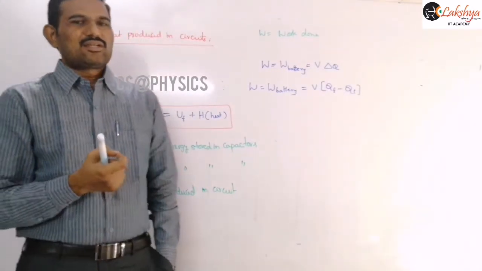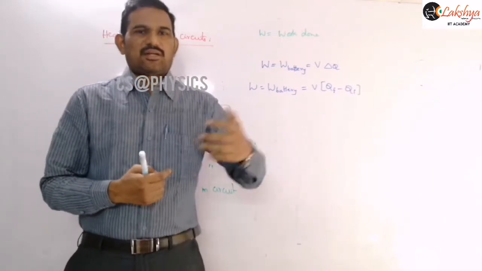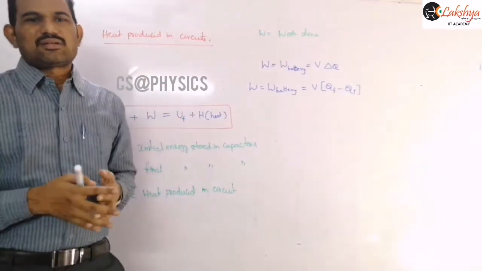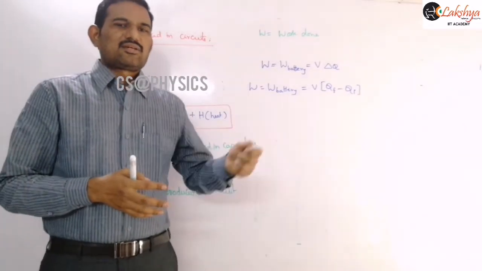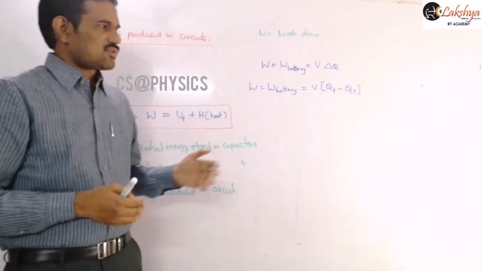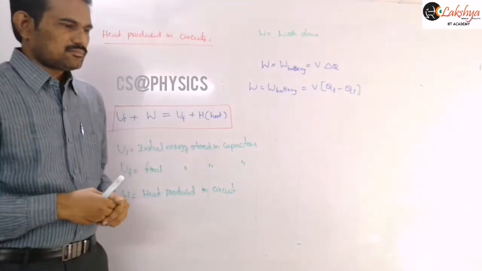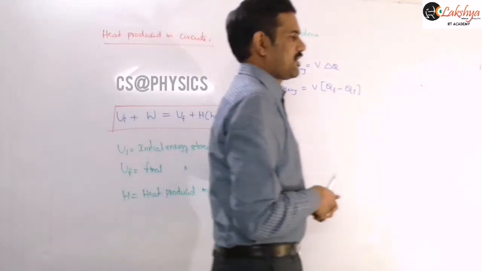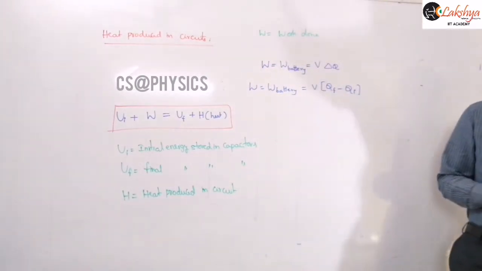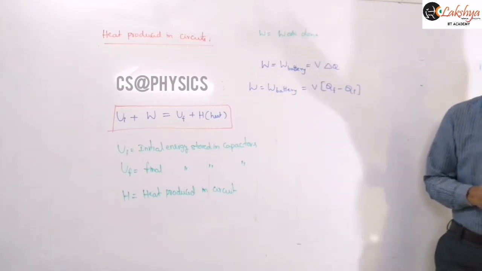So generally we say that work done by the battery is positive when the positive charge is coming out of the battery, right? When the positive charge is entering the positive terminal of the battery, then work done by the battery is negative. So mention that the work done by the battery may be positive, or may be negative, or may be 0 also.